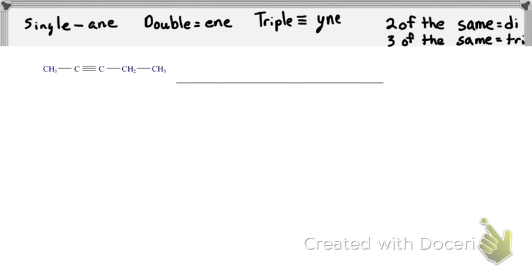There's the bell. Double bonded molecules, you name the exact same way, but you change the ending to -ene. Triple bonded molecules, you name the exact same way, but you change the ending to -ine. So we're going to run through several examples.